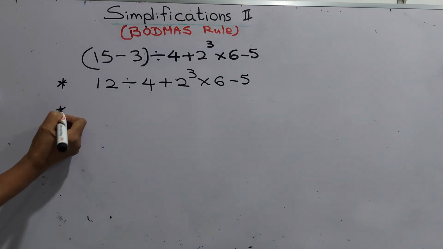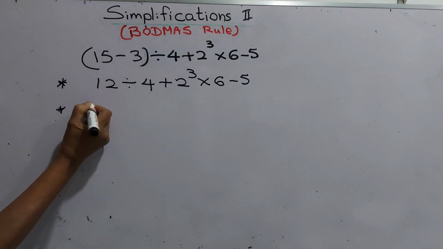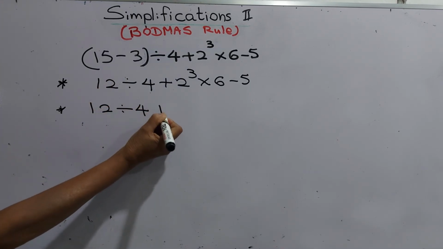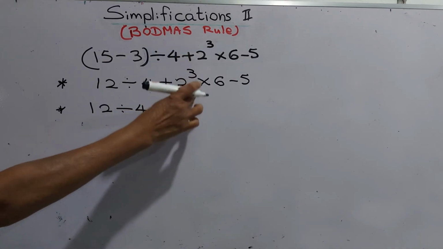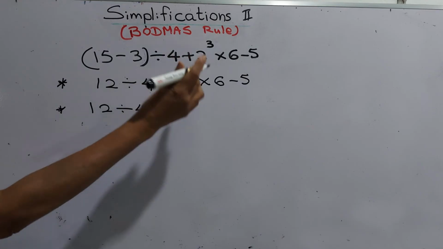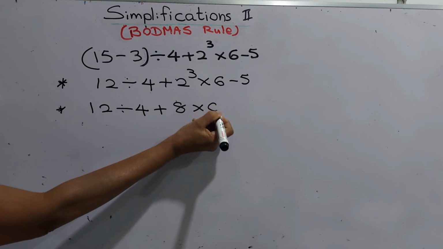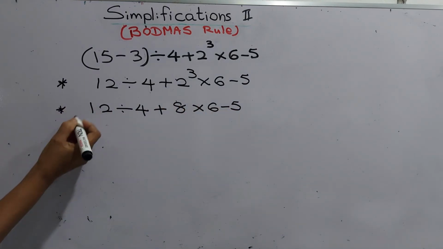Then the second step is order. Order means 2 to the power 3. Then 12 divide by 4 plus 2 to the power 3 means 2 into 2 into 2. 2 into 2, 4. 4 into 2 is 8. Multiply by 6, subtract 4. That is the second step.